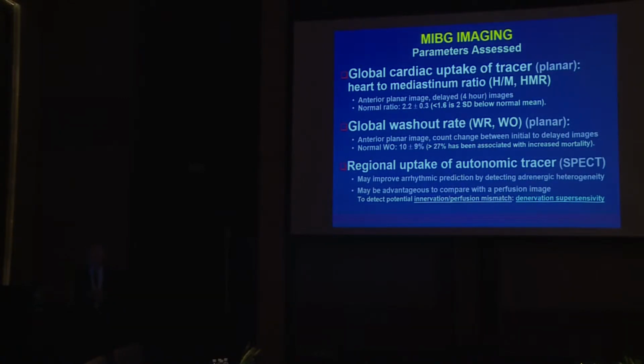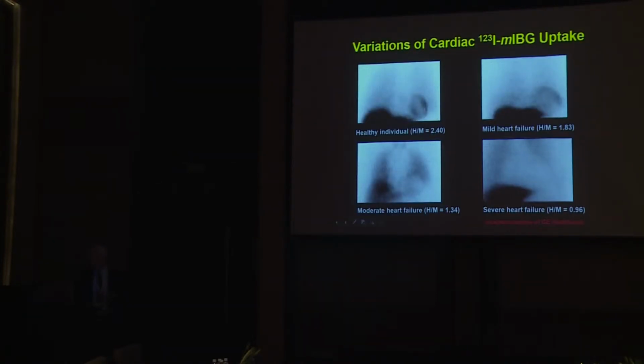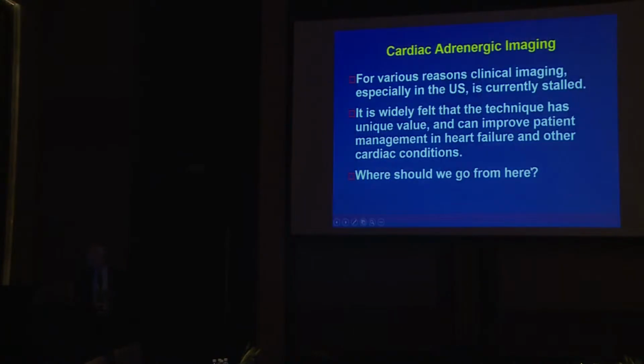These are the typical imaging items that we measure: the uptake in the heart compared to background, the heart to mediastinal ratio, and you see a normal number there. We do an initial planar and a delayed. We look at washout; a high washout is bad. And we can also do tomographic imaging, looking for heterogeneity of uptake, which may predispose to arrhythmias. And here's an example. Here's a normal looking image, and here's an abnormal looking image.